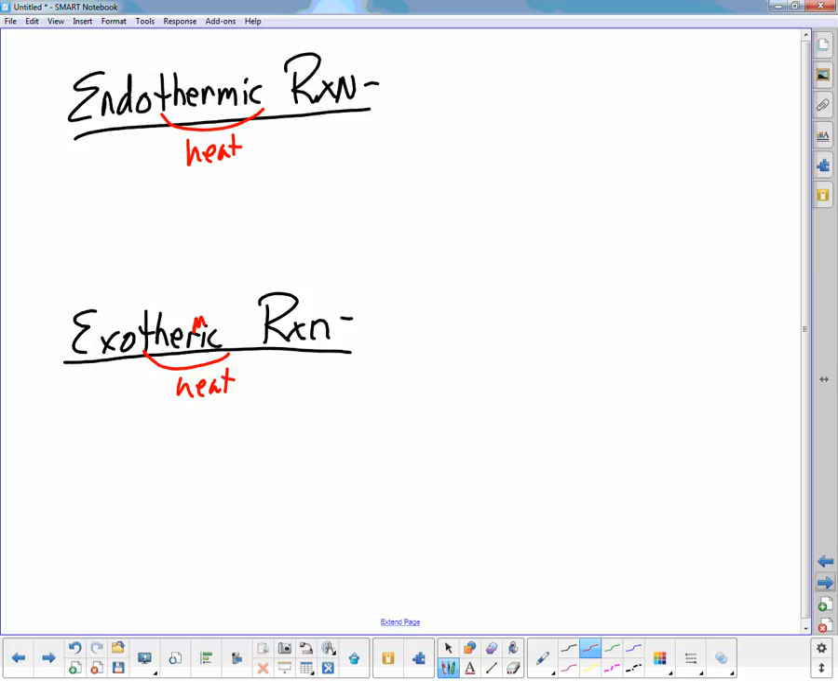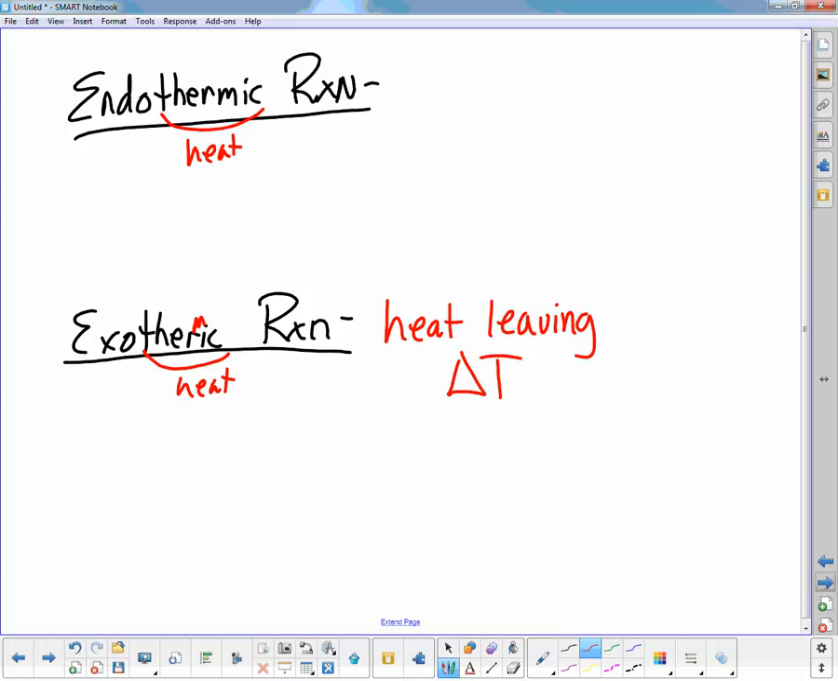So as I look at this, this is endo, this is exo. What does that mean to you? Exo means exiting, so heat is leaving, right? Is delta T going to be positive or negative? Okay, for the surroundings, it's going to be positive because that reaction is giving off heat to the surroundings. If I was looking at the object itself, it would be negative because it would give off heat.